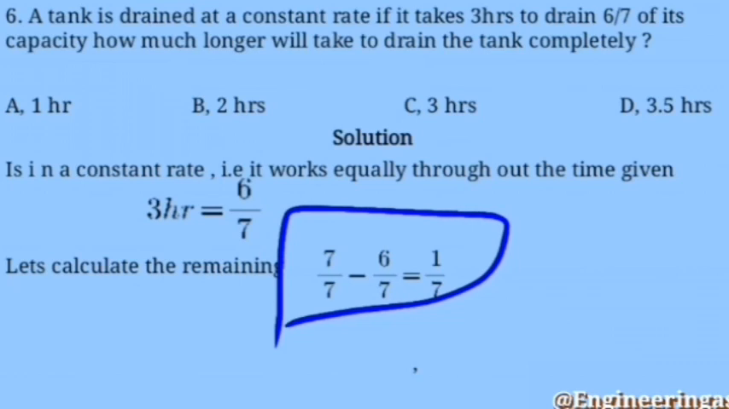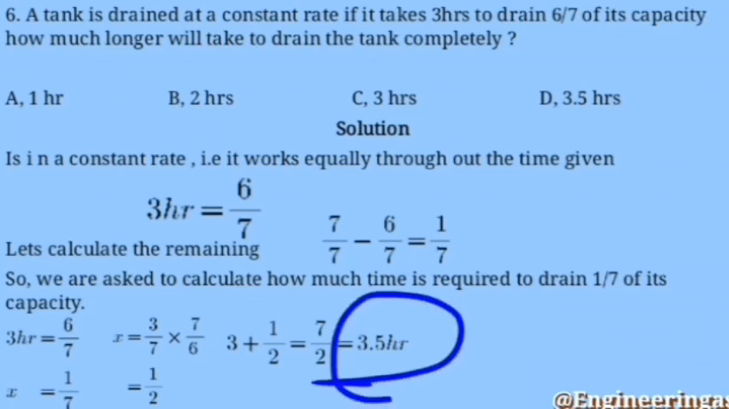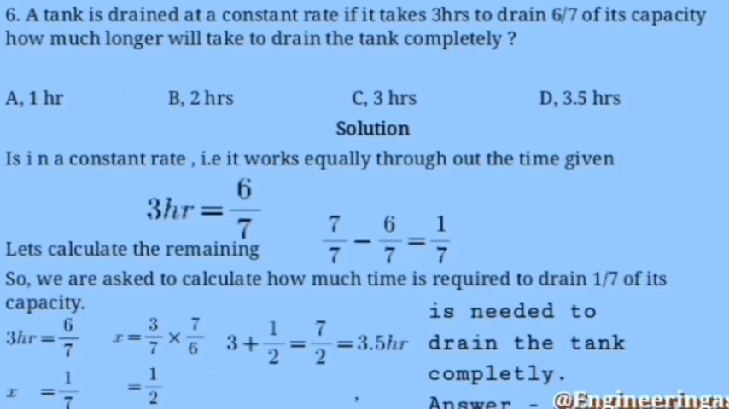So let us calculate the remaining. 7 over 7 minus 6 over 7 equals 1 over 7. So we need to find how much time is needed to drain 1 over 7 of its capacity. So 3 hours equals 6 over 7 and X equals 1 over 7. So we need to cross multiply, then X will be 3 over 7 times 7 over 6, X will be 1 over 2. Then we can add this value to 3. 3 plus 1 over 2 is 7 over 2, which means 3.5 hours. So it will take 3.5 hours to drain the tank completely. So the answer will be D.